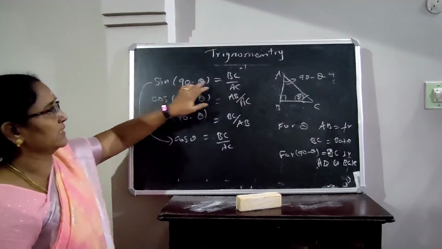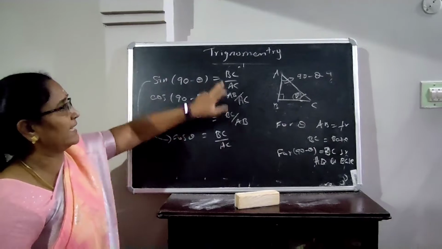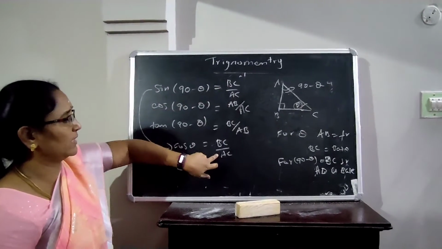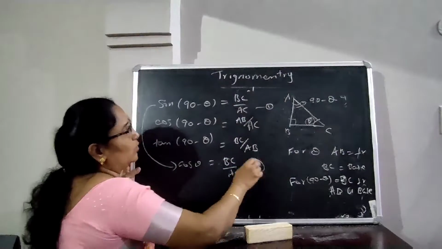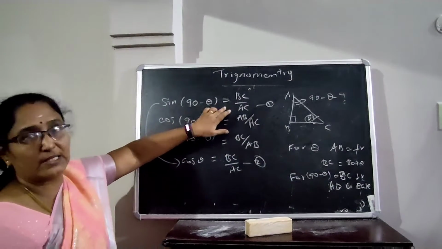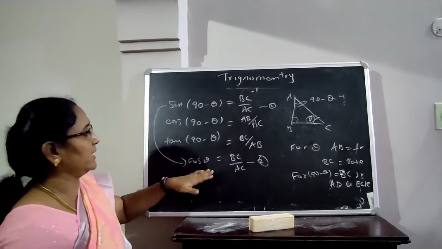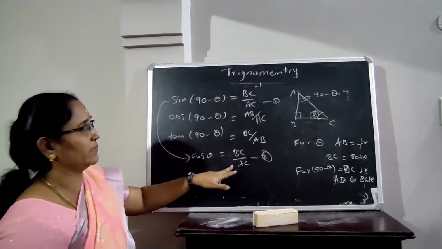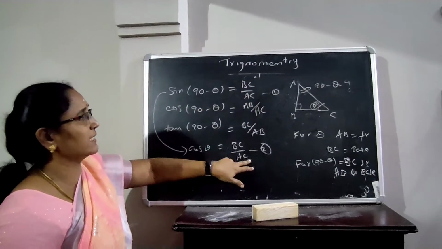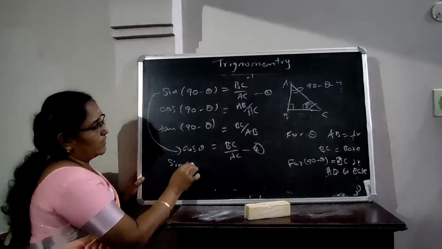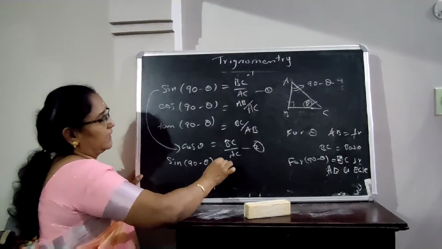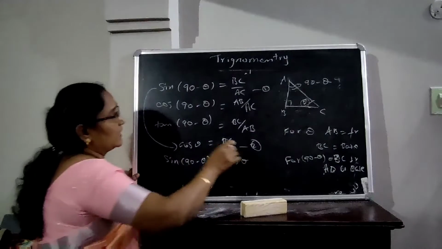Sin of 90 minus theta equals BC by AC. The right hand sides of both are equal. Take this as 1 and this as 2. If the right hand sides are equal, the left hand sides are also equal. So sin of 90 minus theta equals cos theta.